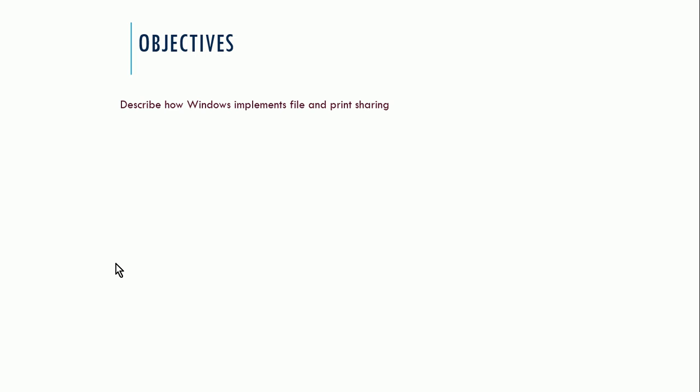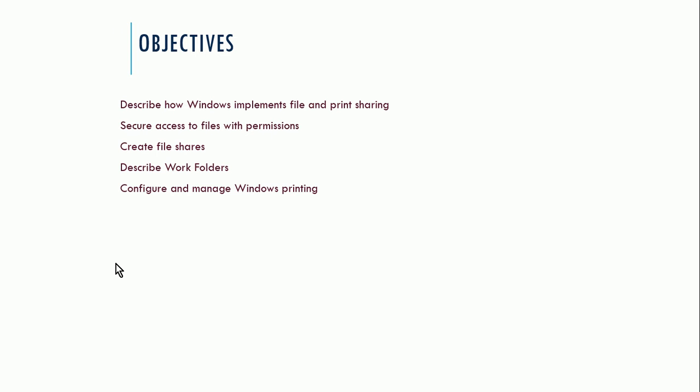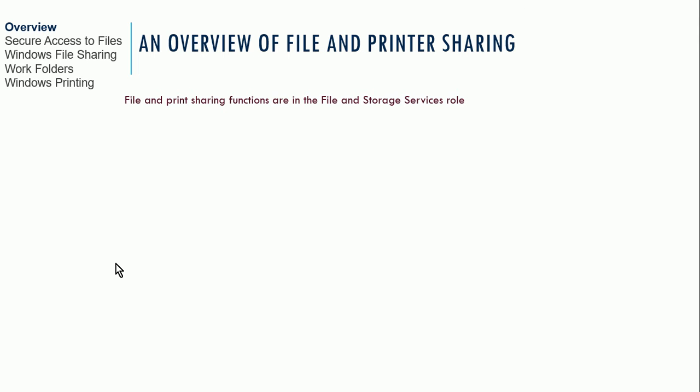So our objectives are to describe how Windows implements file and print sharing, secure access to files with permissions, create file shares, and describe work folders, as well as Windows printing, and configure and manage Windows printing. So let's get started. As an overview, file and print sharing functions are in the File and Storage Services role. The Windows clients access shared files and printers.